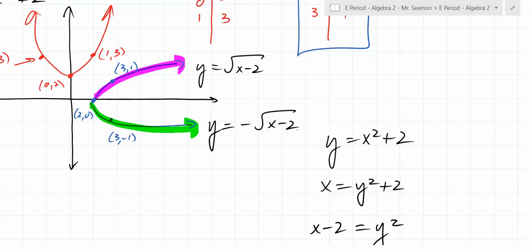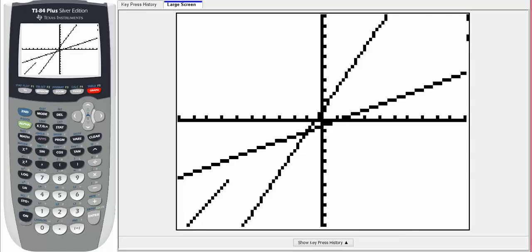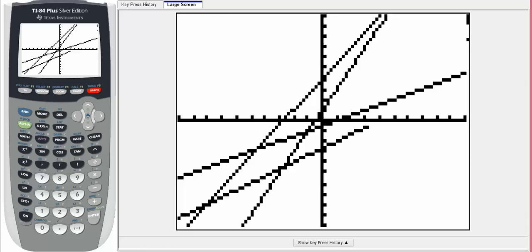So are we ever going to really invert parabolas? No. Not really. I might ask you, is this going to be a function, and you're going, no, it's not. So we're going to invert lines. Here's the second set of functions. There's the function and its inverse. Do you notice anything similar about the relationship?